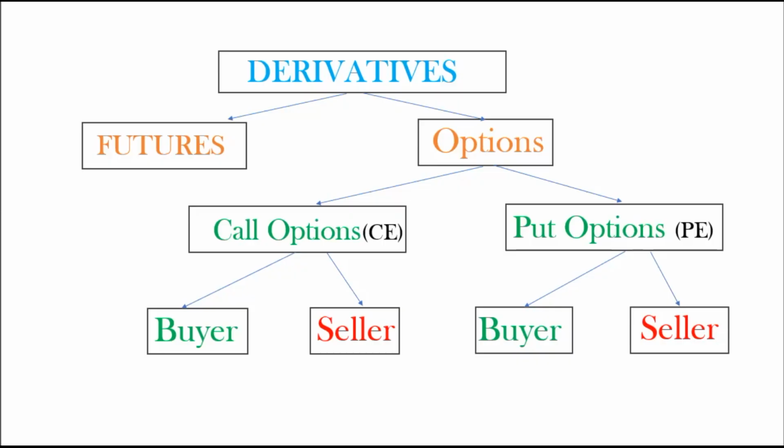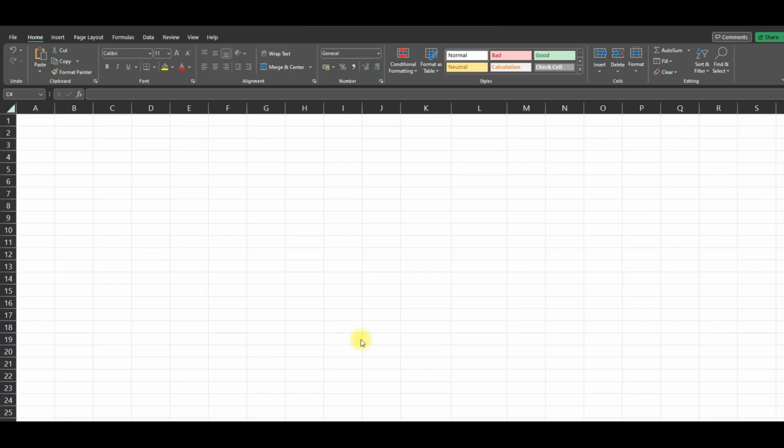Derivatives are classified into two types, futures and options. Options are classified into two, that is call options and put options. Call options we can buy or we can sell. Again, the same for the put option. We can buy the put option and we can also sell the put options. We will see how an option works with an example.